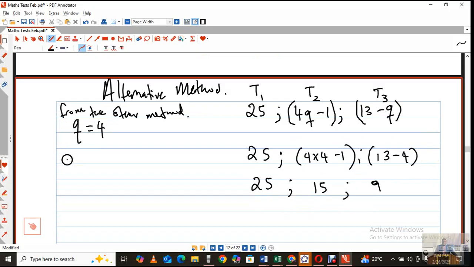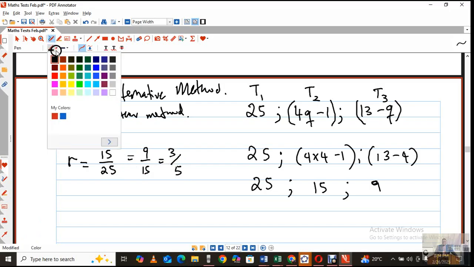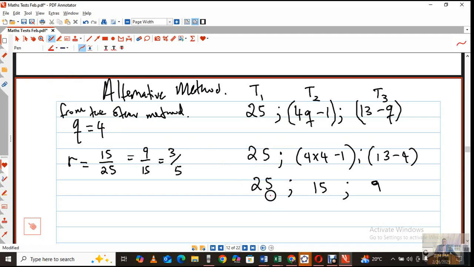What is something else we know from our work before? That our r was nothing but the second by the first, the third by the second, which we determined is nothing but 3 over 5. Here is where I'm going with this, so you can understand. If you multiply this term by that ratio, you get the next one. To go from 15 to 9, you will be multiplying again by that.